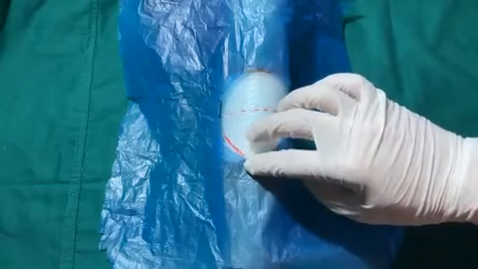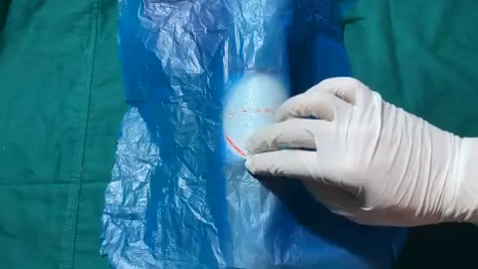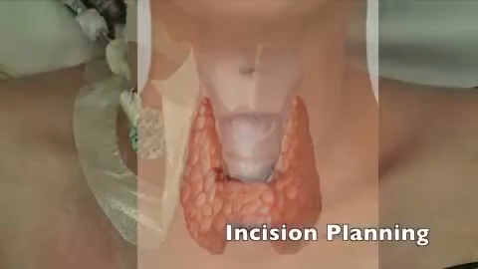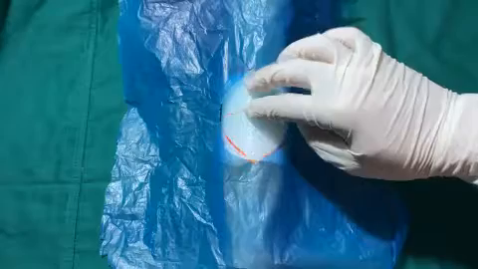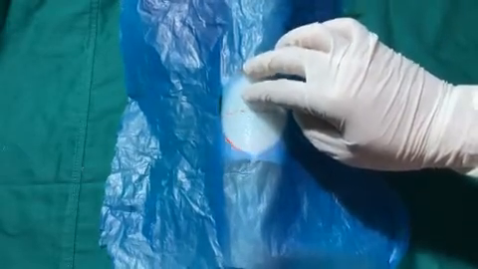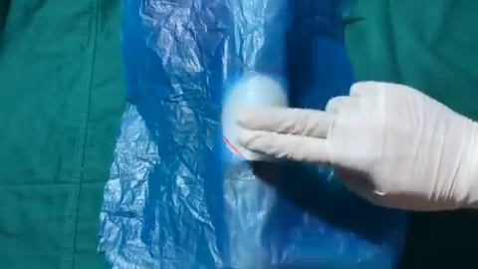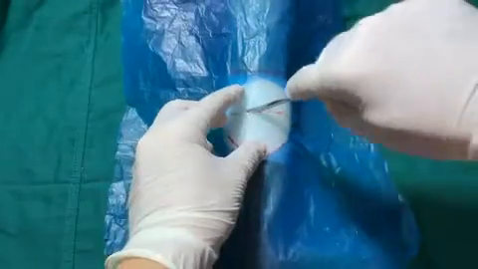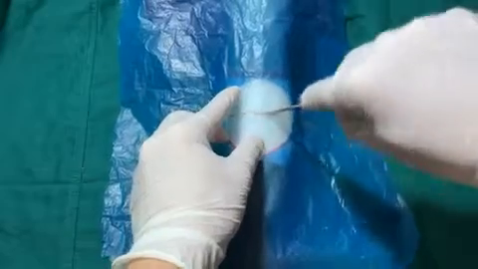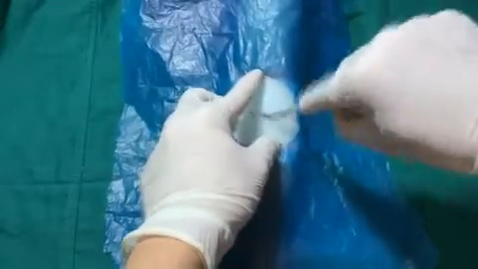Run your finger up the midline of the neck, starting inferiorly at the sternal notch. The first prominence encountered is the thyroid isthmus, followed by the cricoid. Make a horizontal incision 2 cm above the sternal notch.